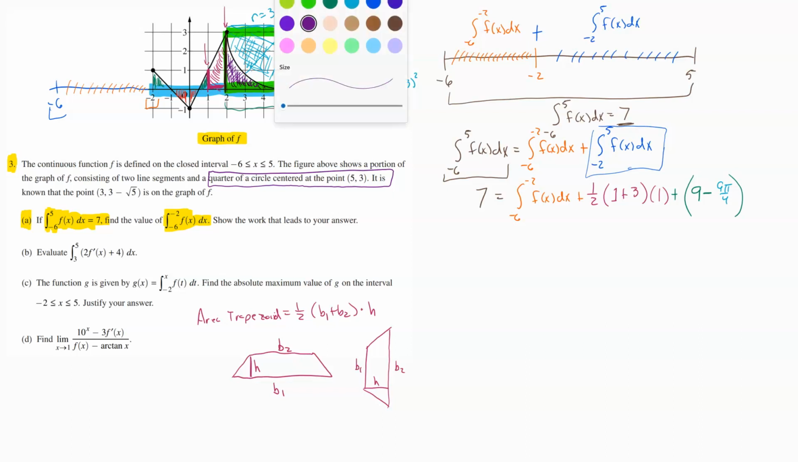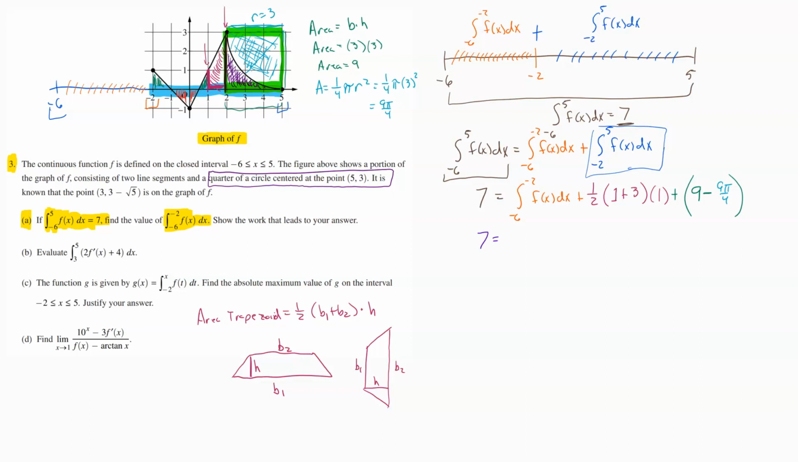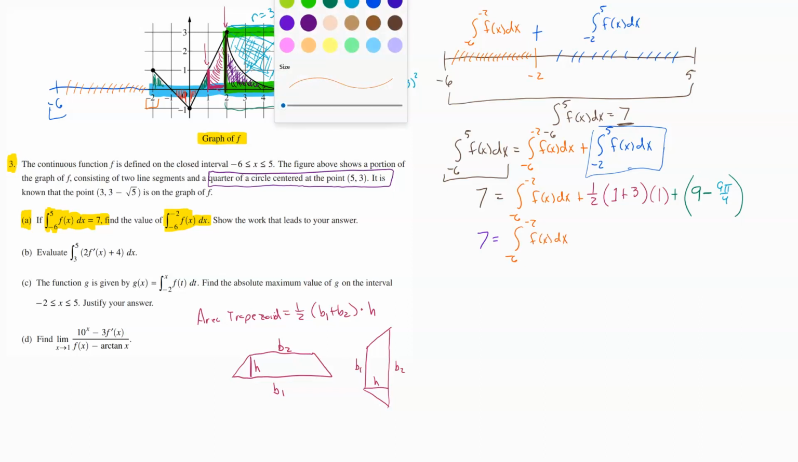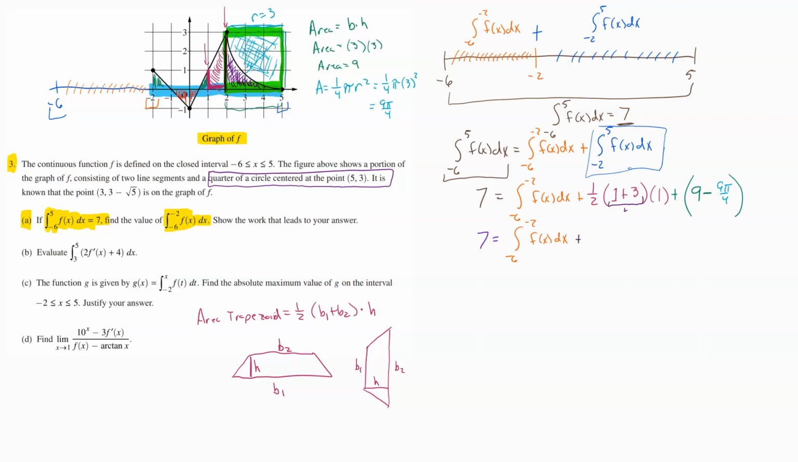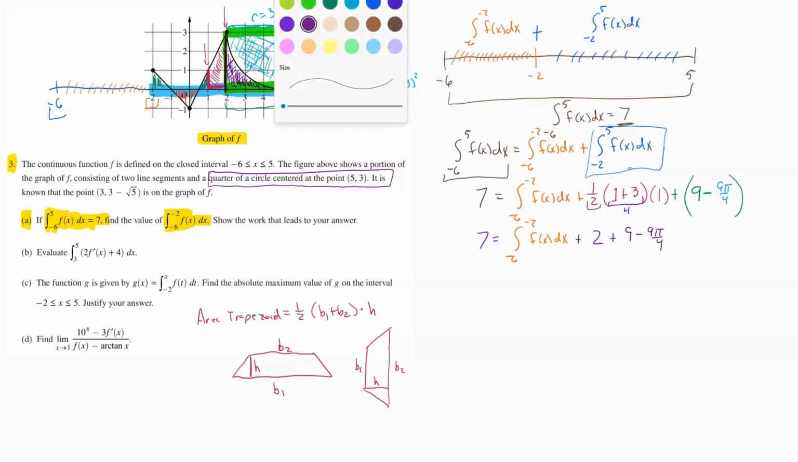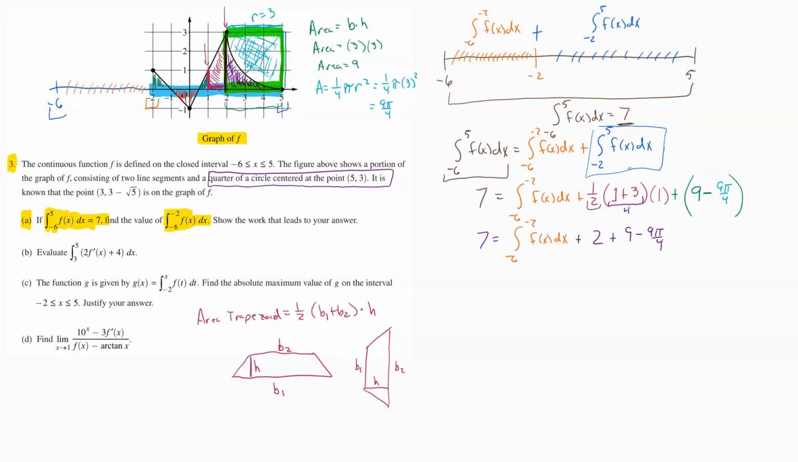So we'll keep solving this because we need to find out what that integral is. Working through this, we get 7 equals, we don't know what this is. This is -6 to -2. That's what we want to find out. Now we start working through our calculations over here. So the 1 plus 3 would be 4. 4 times 1/2 is going to get us 2. And then on this other side, we're going to have plus 9 minus 9 pi over 4. We're just going to solve this like an algebra problem to get the integral that we want by itself. So I would minus 2 and minus 9. That's like minus 11 right there. So 7 minus 11 is going to get us -4 equals our integral from -6 to -2 of f of x dx. And then we still have this piece here, our minus 9 pi over 4.